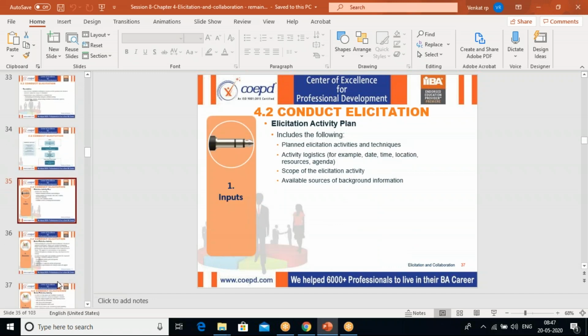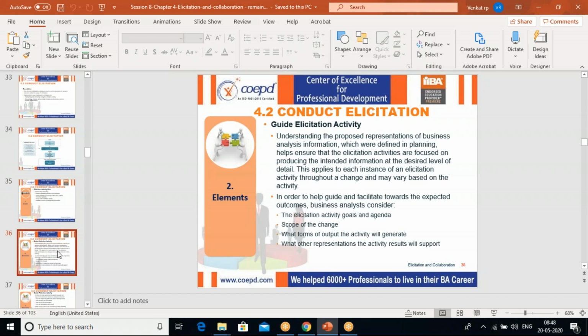Before we look into the elements, the elicitation activity plan. I need not tell you about this activity plan. That is whatever we did yesterday, and that outcome we are taking as input here. We have to take it as input and then start our discussion. We have two elements here. The first one is guide elicitation activity, and the second one is capture elicitation outcomes.